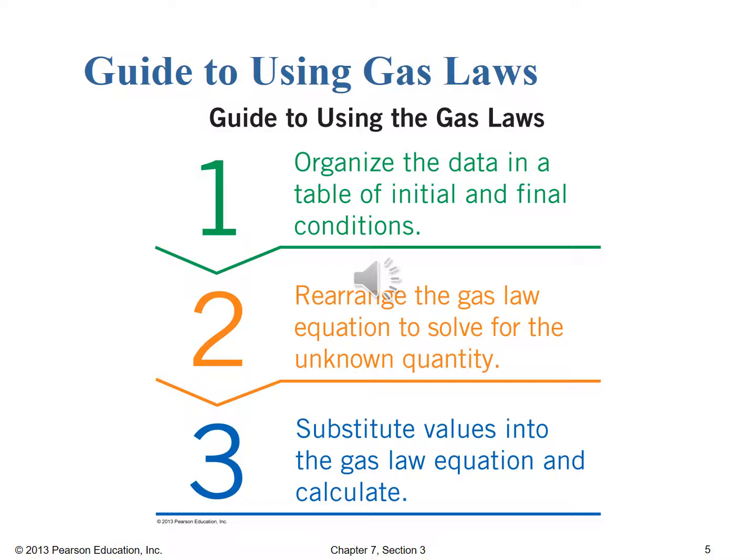So let's take a look now at a guide, right? We've developed these guides pretty much anytime we're solving any problem. Our textbook gives us a guide, and so the guide to using the gas laws, we have a 3-step guide here. First, we organize the data in a table of initial and final conditions, like we saw in the previous slide, the P1, V1, P2, V2 stuff. Second, we rearrange the gas law equation to solve for the unknown quantity. And third, we substitute values into the gas law equation, and then we can calculate that unknown.